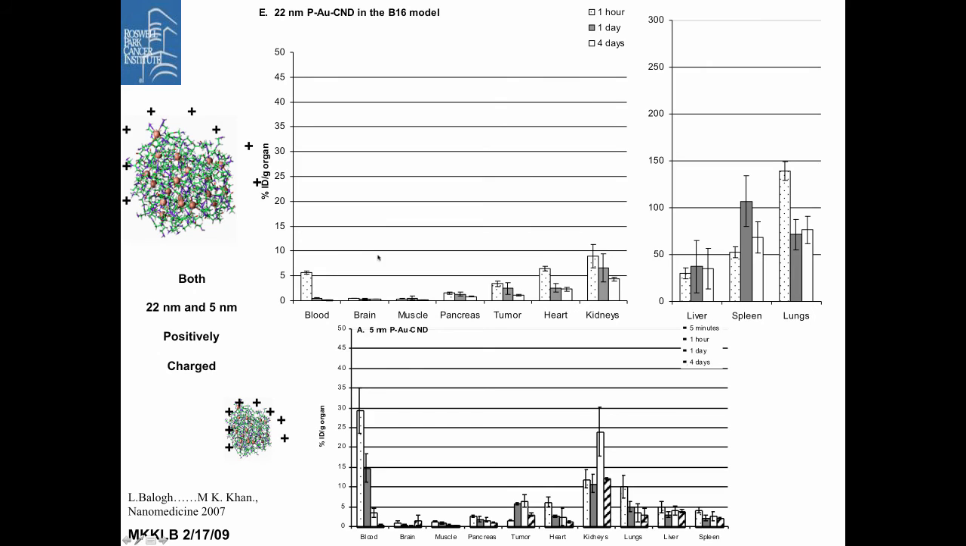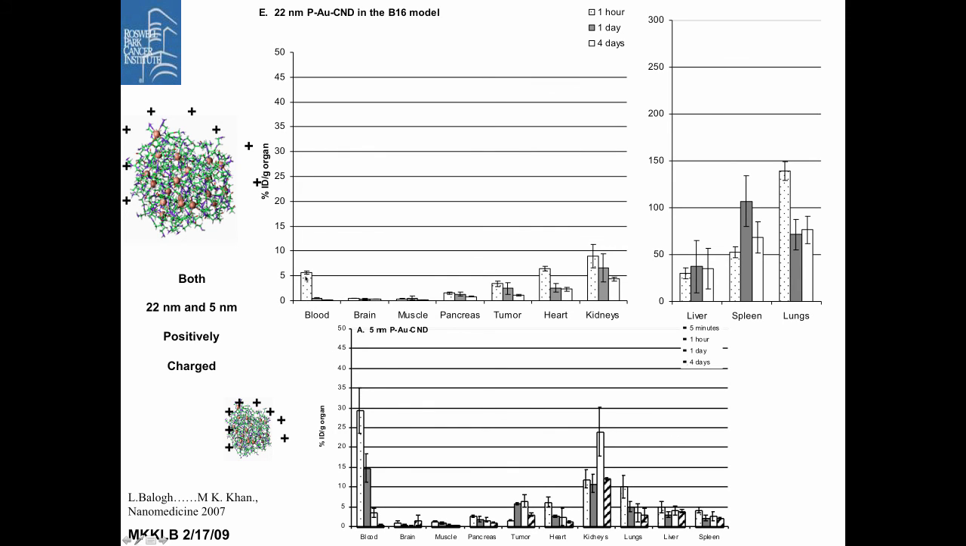Here's a 22 nanometer particle comparing and contrasting versus the positively charged 5 nanometer. So again, the 5 nanometer is mostly in the kidneys, where here in the 22 nanometer, most of it is again shifted to the spleen, liver, and some of the lungs, just because the particles start to get bigger and they start to aggregate, and so they'll get stuck in the capillaries in the lungs. But again, this is comparing and contrasting the biodistribution.